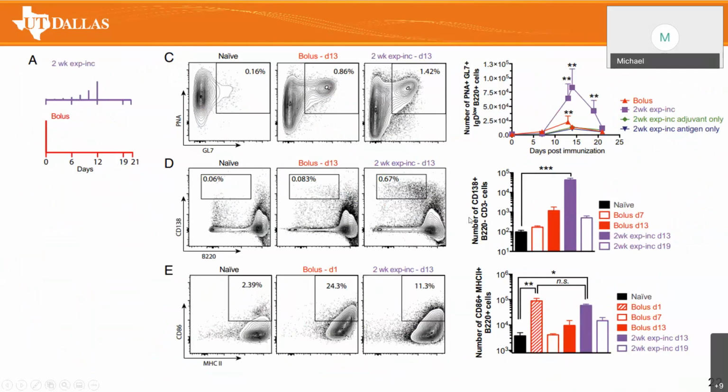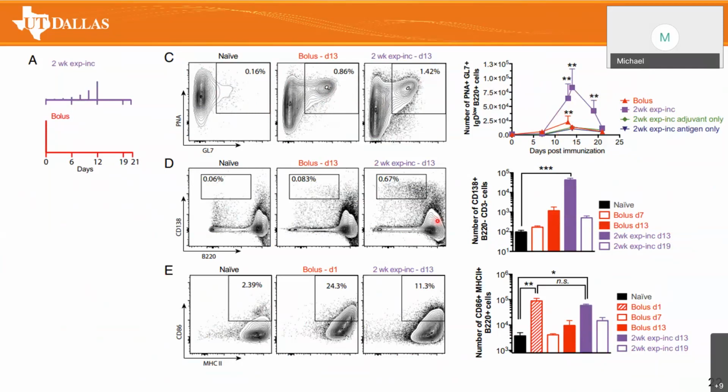And so what they did next is they wanted to look at the lymph node of the 2-week interval versus the single bolus shot. What we're seeing here in C is the germinal center B cells. You can see that the naive has less than the bolus shot, and the bolus shot has less than the 2-week interval. By looking at the PNA and GL7, those positive cells are germinal center B cells. And you can see that there's a lot higher for the 2-week interval.